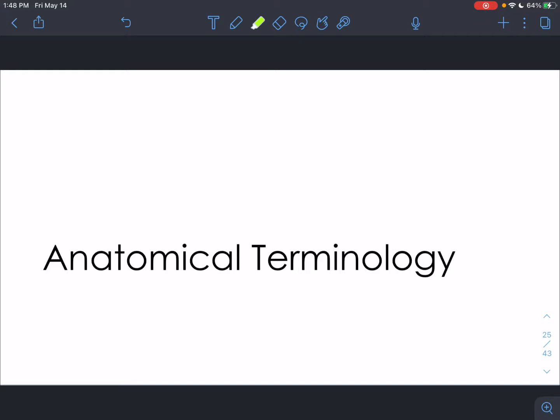But anatomical terminology. A lot of the information in the second half of the chapter you will be covering in lab. But I think it's important that you know this information, so I'm going to talk about it in lecture as well, hopefully just to reiterate some of these really important concepts.